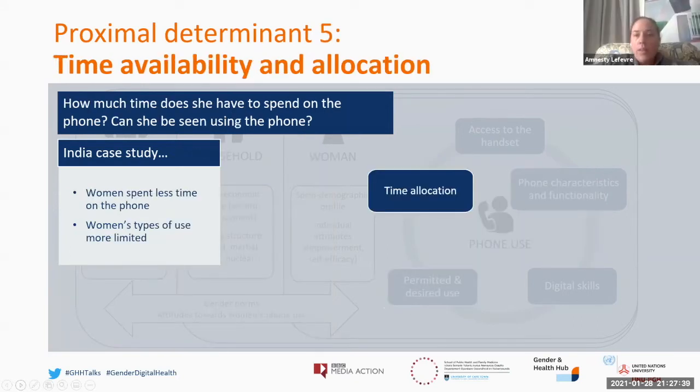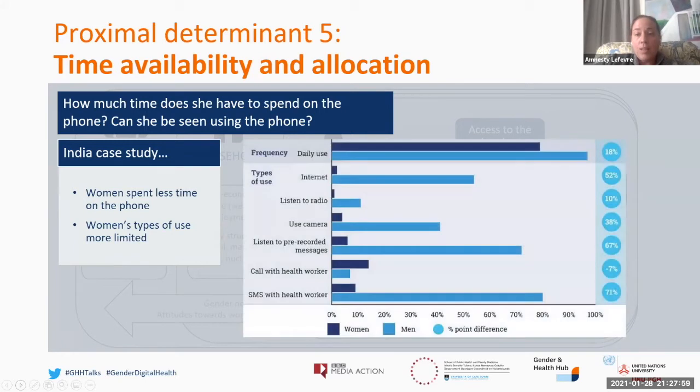Thanks, Kerry. So in this next slide, we reflect on the importance of time availability and allocation for enabling mobile phone access and use. Specifically, this determinant considers questions such as whether women have time to spend on the phone, and perhaps most importantly, whether they can be seen to be using the phone within their family, household, and community contexts. Our case study findings suggest that overall women spend less time on the phone.